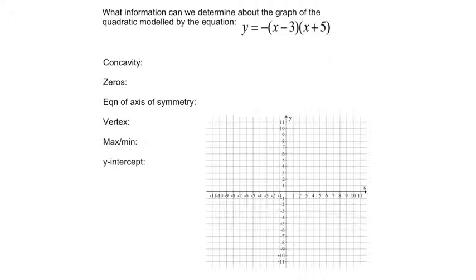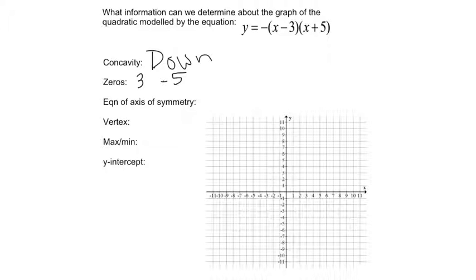The first thing is the concavity. And the concavity is either up or down, depending on the sign of the number at the front of the relation. So in this case, since it's negative, that would be concave down, and that's really all we have to say there. Our zeros, looking directly at the relation, our zeros are going to be 3 and negative 5. And again, that's just from inspection of the graph.